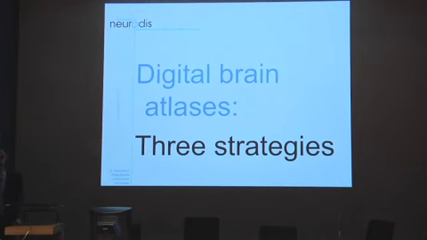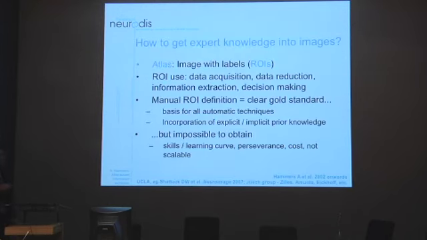So after this brief introduction about brain imaging in general, what about digital brain atlases? There are essentially 3 strategies. First, the definitions. An atlas, for the purposes of this talk, is an image with labels or ROIs, or regions of interest. Why would you want regions of interest? You can use them for data acquisition, for example, for PET data, we'll see that later, data reduction, information extraction, and decision making, as for example, an automatic disease classification.